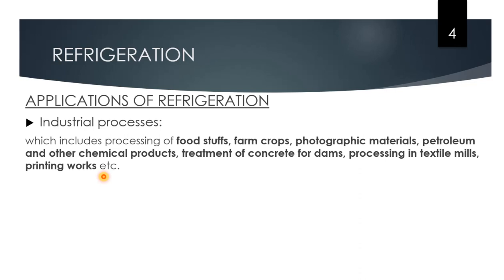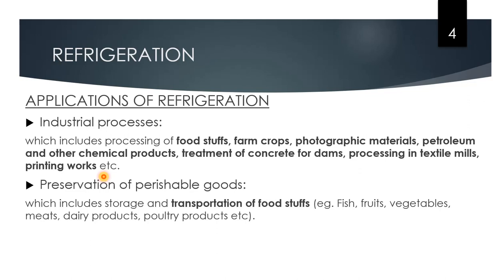Okay, and the next one is preservation of food and perishable goods, which includes storage and transportation of foodstuffs, that is fish, fruit, vegetables, meat, dairy products, poultry products, etc. So these are the items to be preserved. Okay, and the second application is the preservation of perishable goods. Okay, and the third one is providing a comfortable environment.